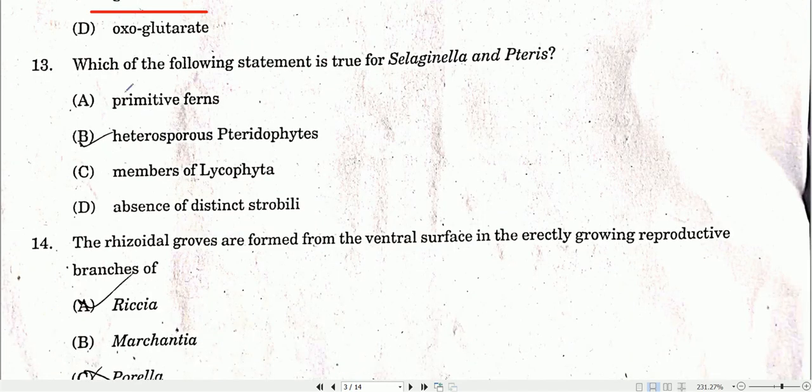Coming to question number 13. Which of the following statements are true for Selaginella and Equisetum? Okay, so it's a kind of confusing question. As we know, Selaginella is heterosporous and Equisetum is homosporous. So there are two probable answers. One will be primitive fern and another will be absence of distinct strobili. So most probably, as per my knowledge, option A may be the correct one.